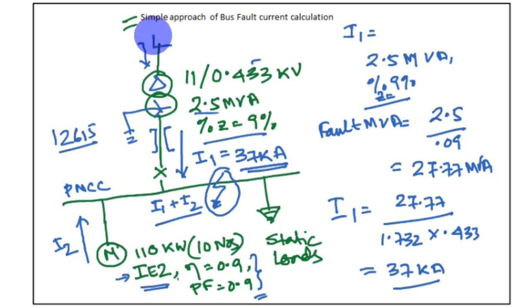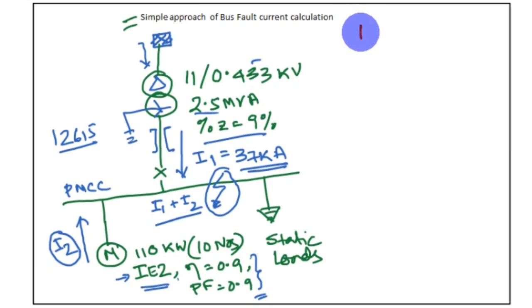We have considered an infinite source here. We have not considered any source impedance upstream, but there will be cable and limited MVA of the HT transformer, so there will be some source impedance also, which will further reduce the fault current, but not to the extent that this result becomes invalid. That is why I said earlier that whatever result you get in this calculation will be almost accurate. Now we will calculate the fault current contribution of the motor.